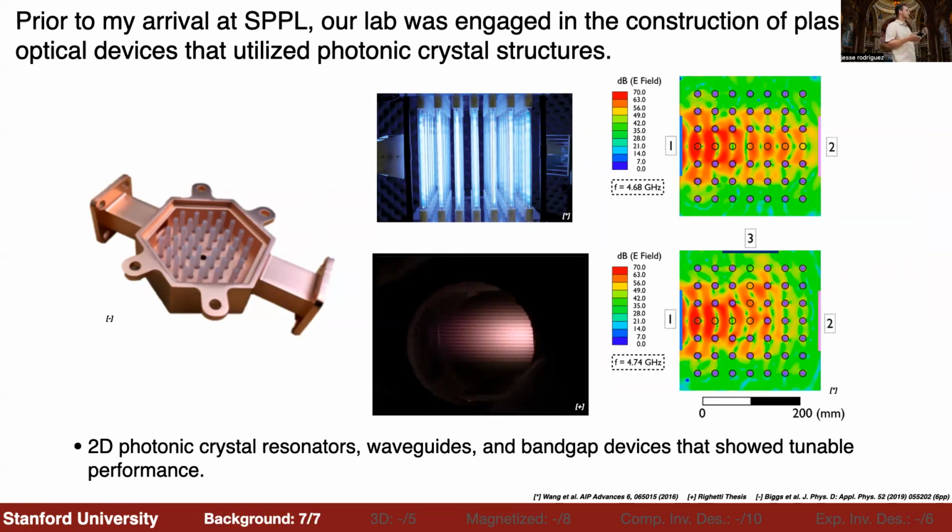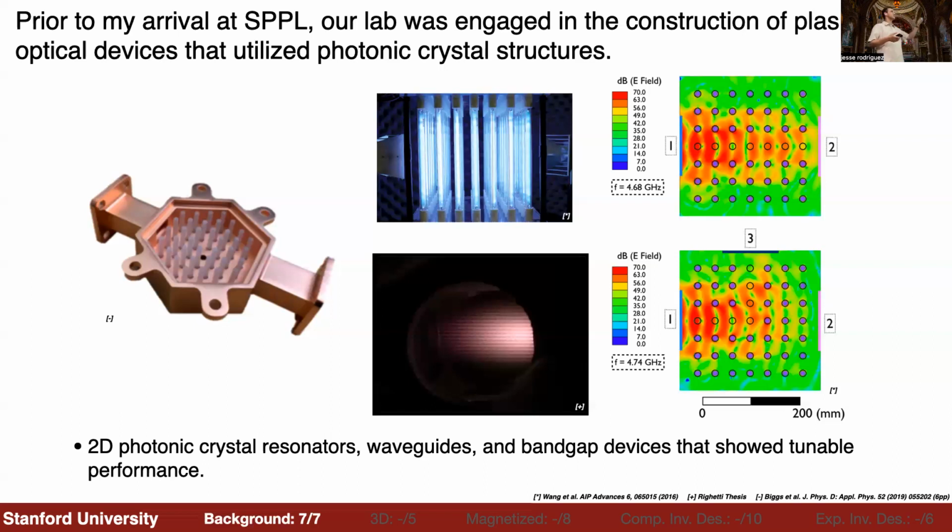And so these were crystal resonators, waveguides, bandgap devices. A bandgap device is a device that doesn't allow a certain set of frequencies or colors of light through it. That showed tunable performance. You could move the band gap in frequency space, but really, these devices were a bunch of copies of the same element arranged in a two-dimensional configuration. Here, this is actually a bunch of plasma filaments that are created by a microlens array. So it's actually quite small.